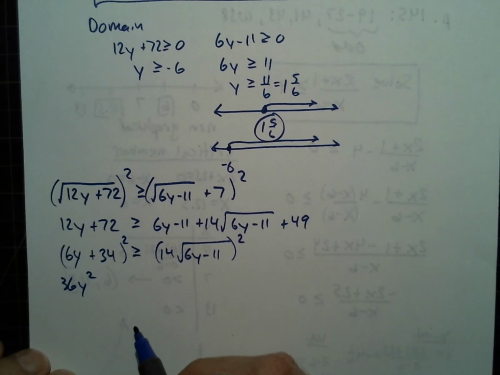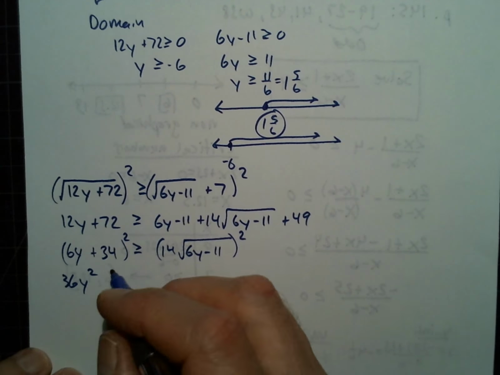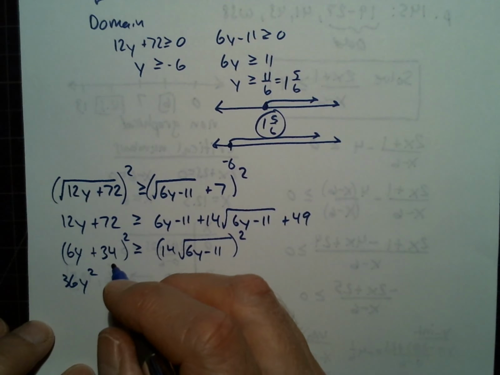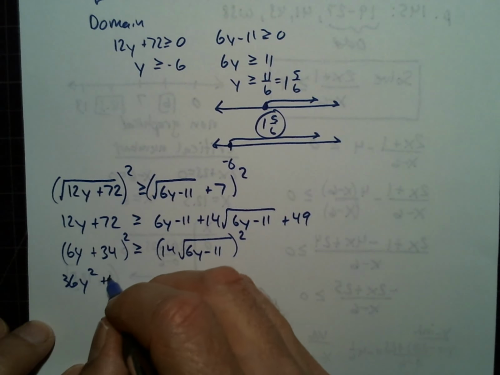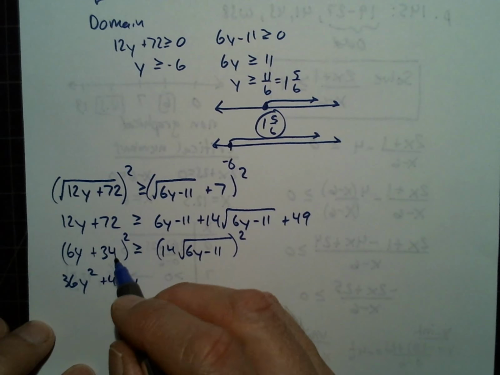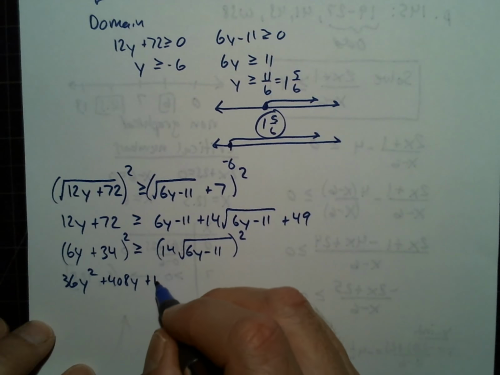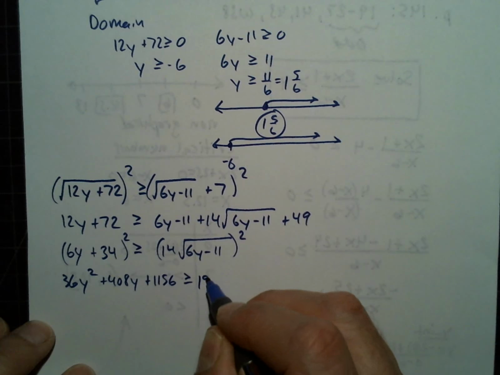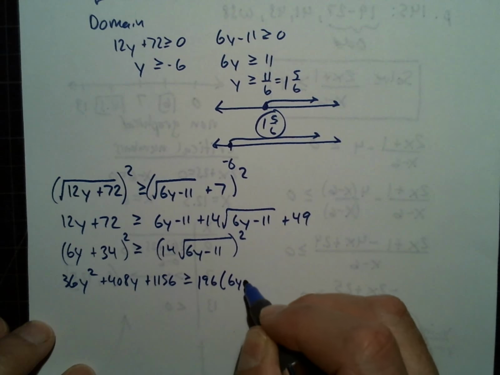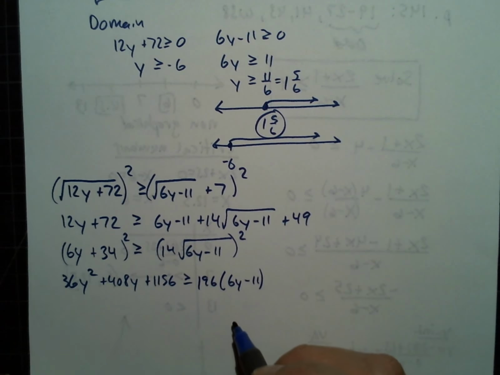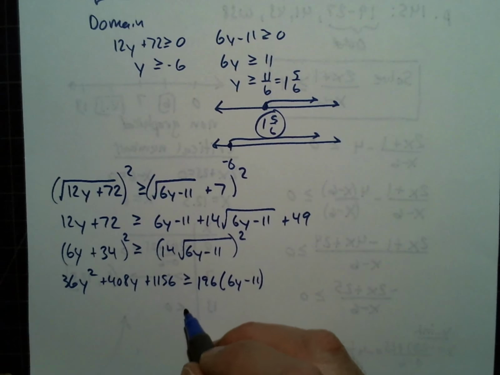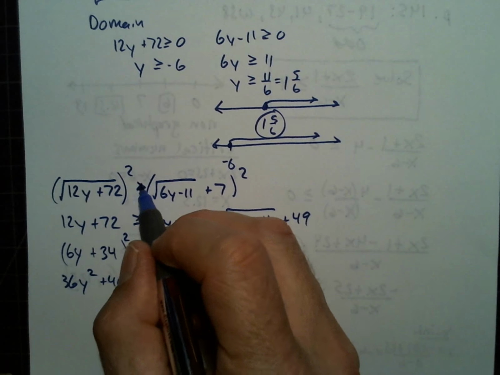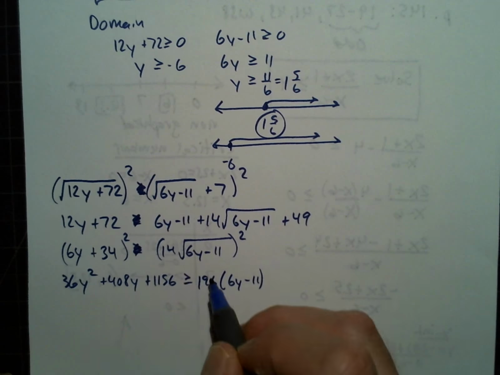So we have 6y squared, 36y squared, and 408, 1156, 196. We're going to, let's go back and make sure that all of these are equal signs.